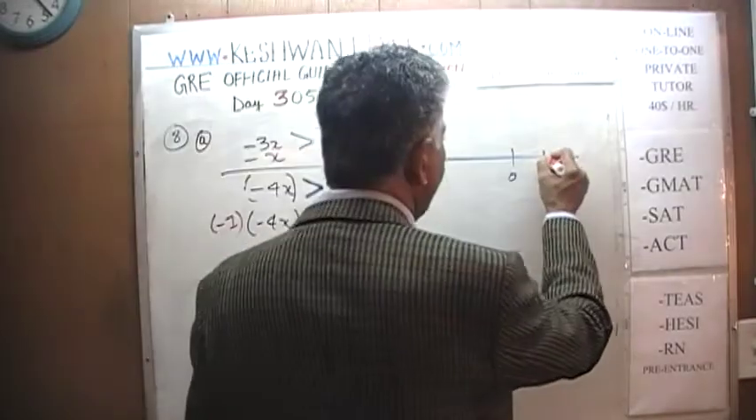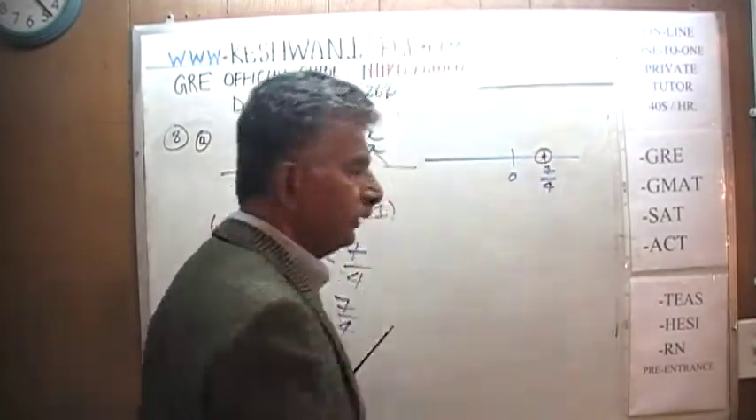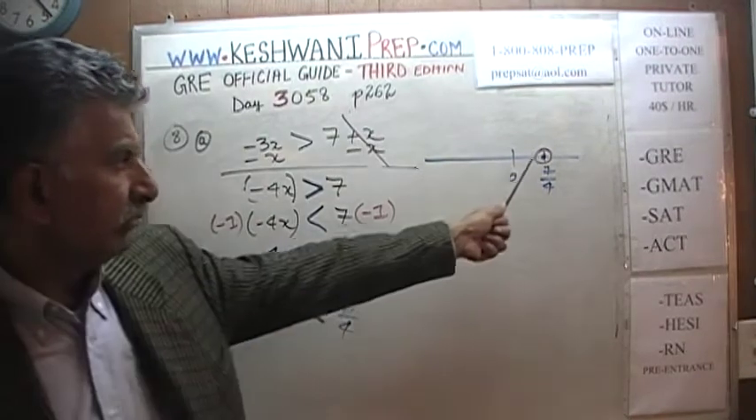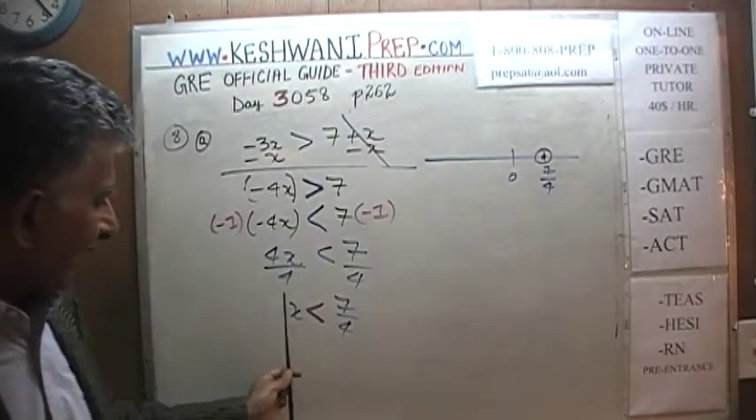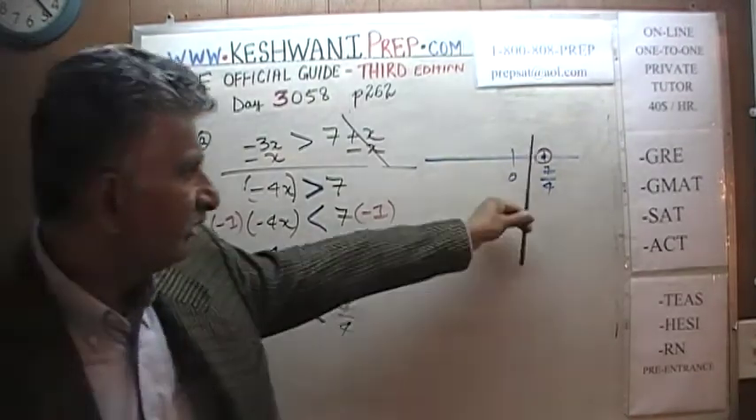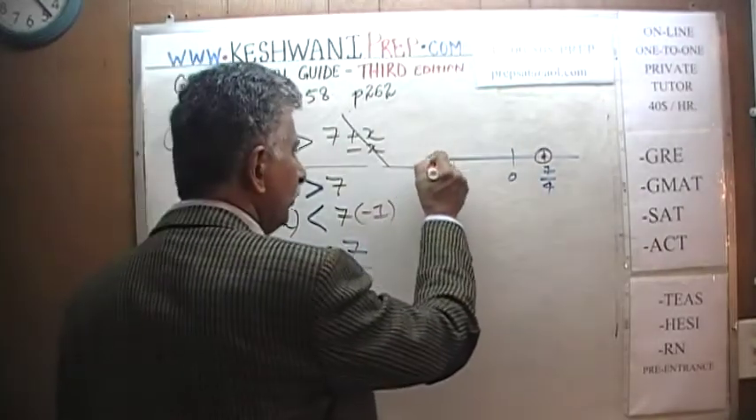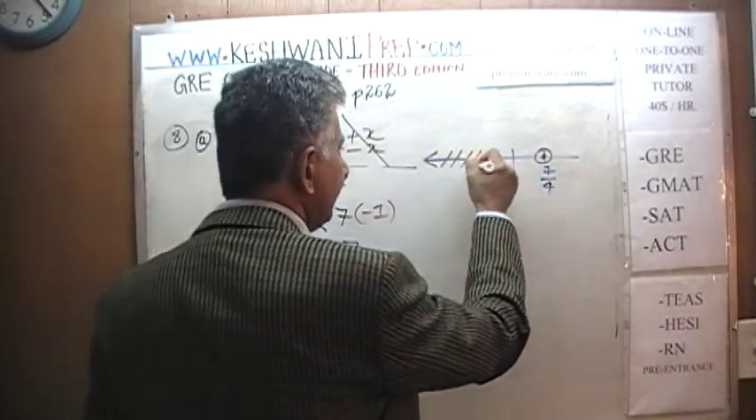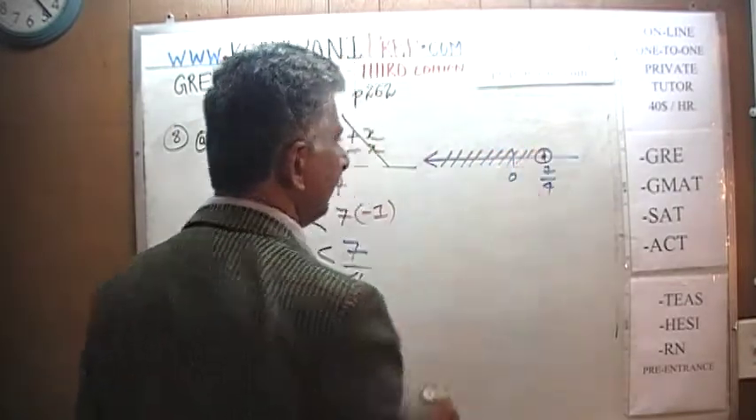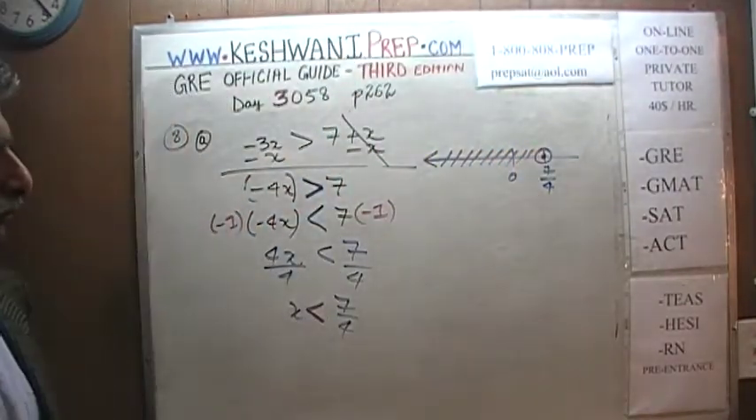So the endpoint has to be left open. Had it been an equal sign, we would have closed that endpoint. And anything less, x has to be less than 7/4. So this is 7/4. Anything less than that would do, all the way up to infinity. Anything less than that would do. This is how we show it. That's the solution.